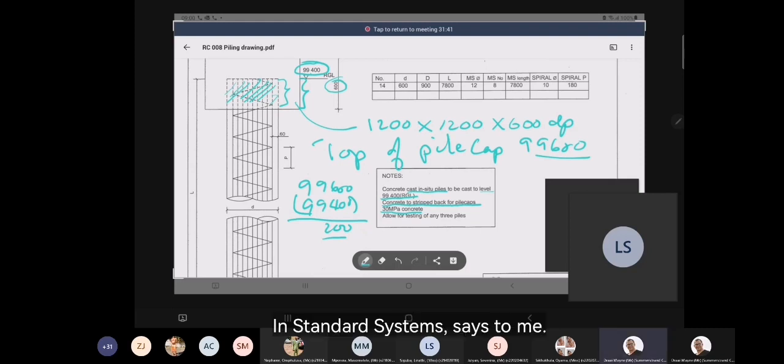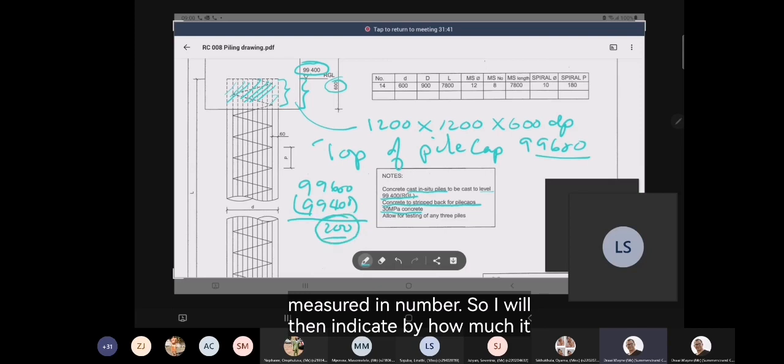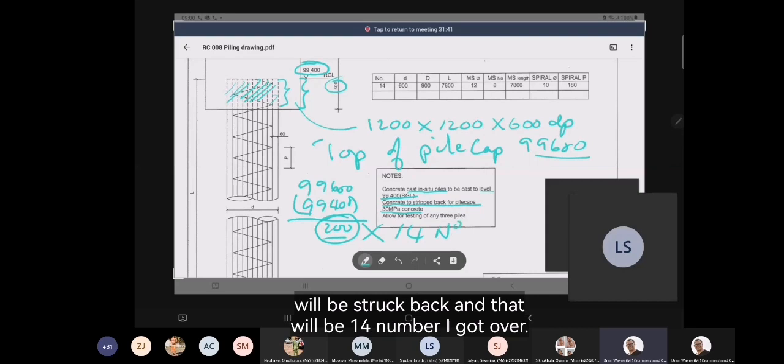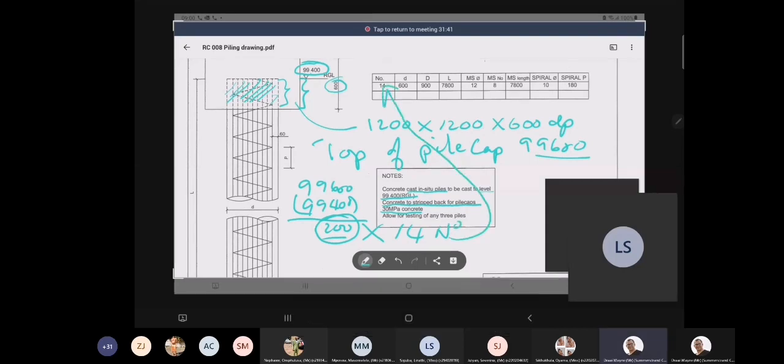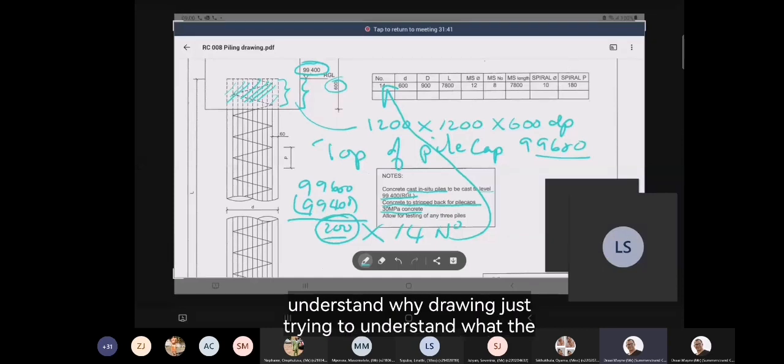The standard system says that stripping back the heads of my pile cap to expose the reinforcement shall be measured in number. So I will indicate by how much it will be stripped back, and that will be 14 number, which I got over there. Everybody clear? Remember, I've not measured anything. I'm just going through my drawing, trying to understand what the notes and everything are telling me.